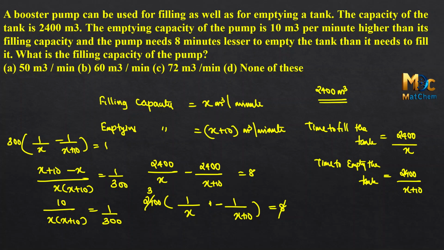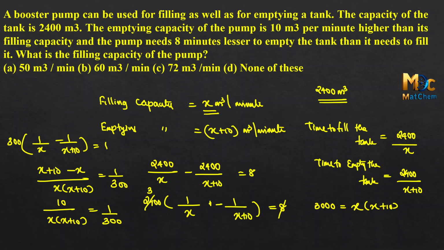When we cross multiply, we get 300 into 10, that is 3000. So 3000 equals x into x plus 10. What is x? X is the filling capacity. Now you can proceed from the options itself.